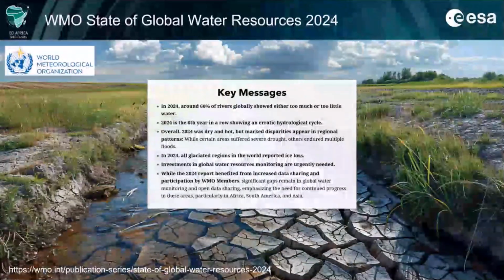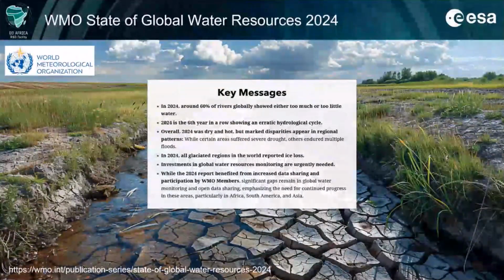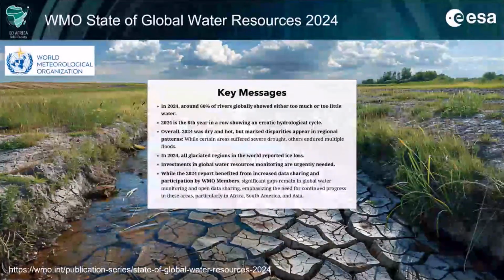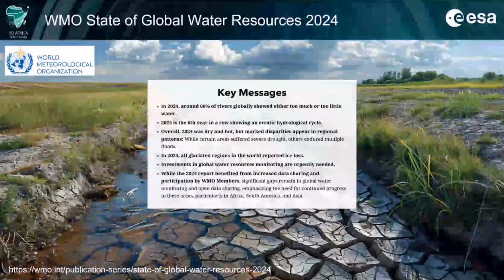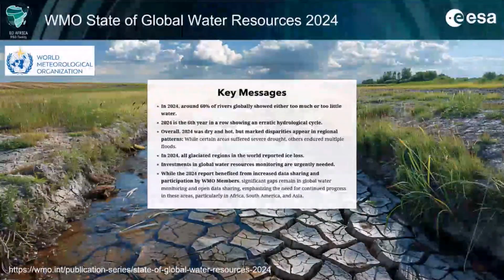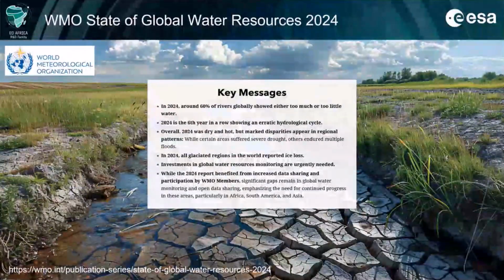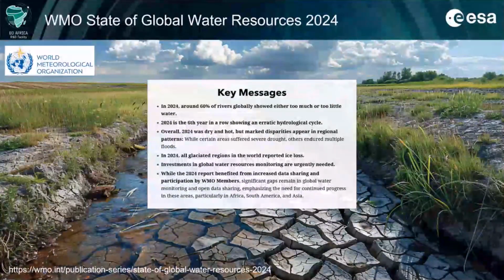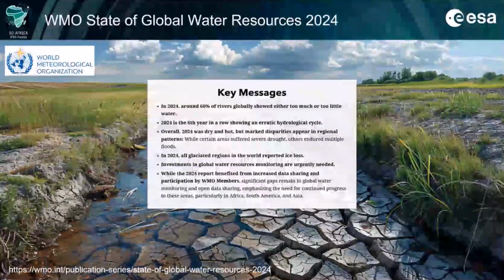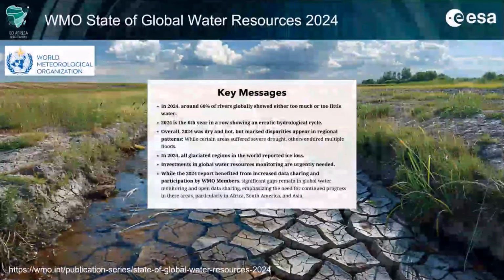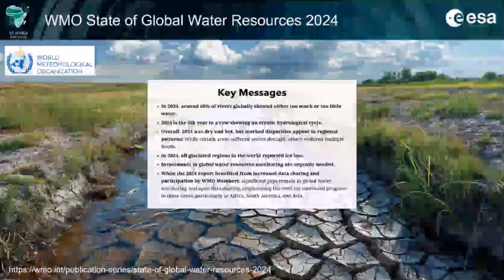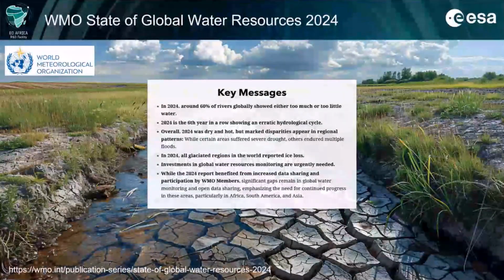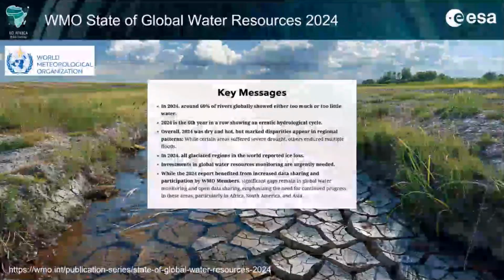So before I go into the topic of how to map water with Earth observation data, both optical and SAR, I want to first motivate a bit why we are doing this. I would like to point to the latest State of Global Water Resources report from the World Meteorological Organization, which showed that in 2024, around 60% of rivers globally showed either too much or too little water. So basically, something is going on in the hydrological systems.